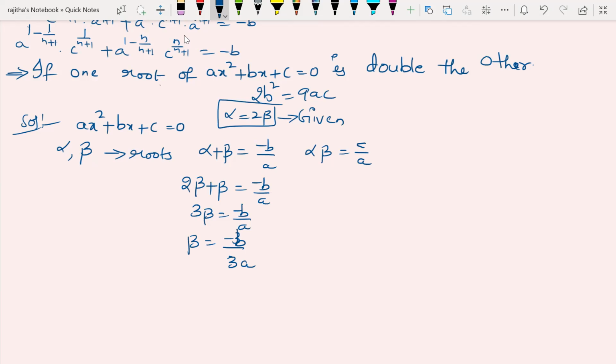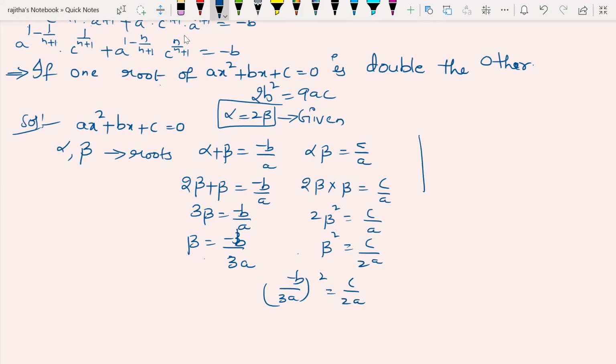See, here in place of alpha, can I write 2 beta into beta is equal to c by a, 2 beta square is equal to c by a, beta square is equal to c by 2a. So substitute here: minus b by 3a whole square is equal to c by 2a. That implies b square by 9a square is equal to c by 2a. This cancels. 2b square is equal to 9ac. This is the condition, one of the conditions. And one more.